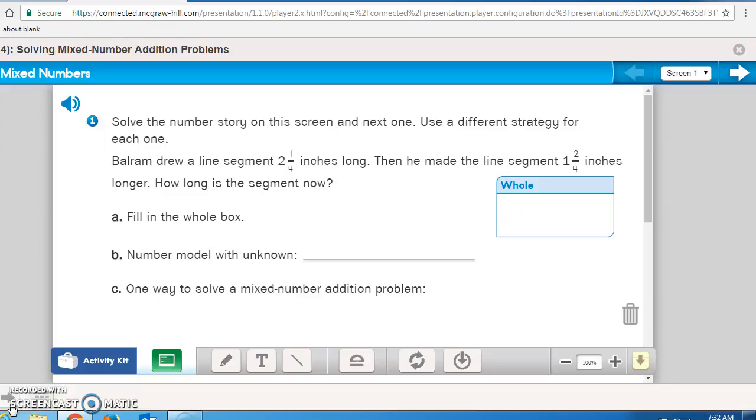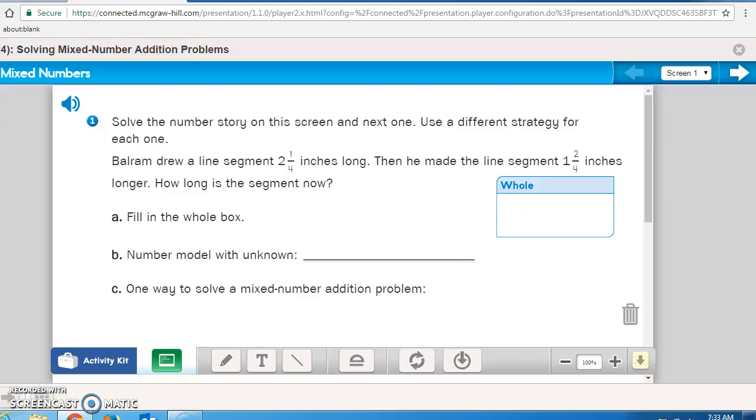Solve the number story on this screen and the next one. Use different strategies for each one. I want you to turn to your math journal, page 162. This is going to be an assessment check. I am going to do number 1 with you, and by doing number 1, you should be able to do number 2 on your own.